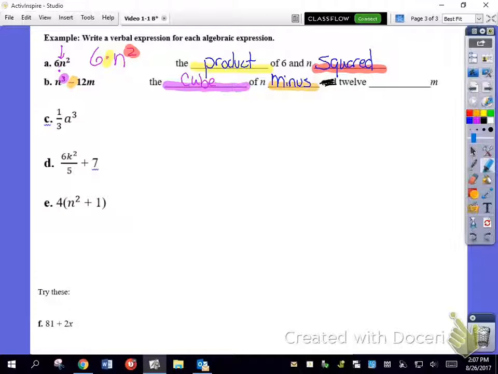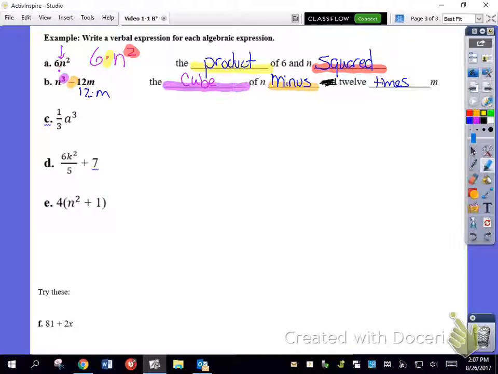And what does it mean if it's right next to a variable? If it's right next to a variable, that's multiplication. That's the same thing as 12 times n. Y'all need to know a number next to a variable means times. So 12 times n. And there's other ways you could say that. You could say the product of 12 and n. Okay, so we're going to do 3 more together.